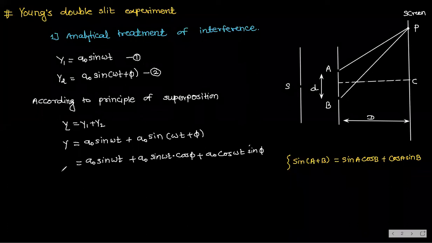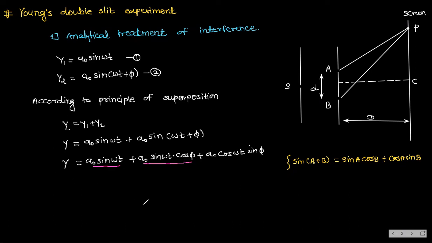Now see these two terms, which I am underlining with the pink color. From these two terms, can I take a naught sine omega t common? So a naught sine omega t into 1 plus cos phi, plus a naught cos omega t sine phi as it is. This is y.